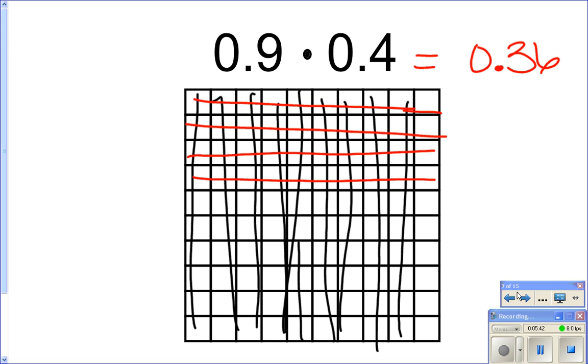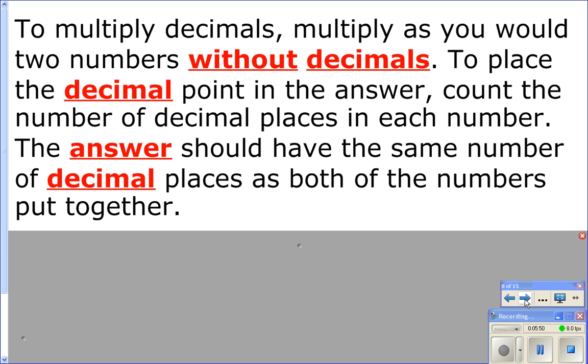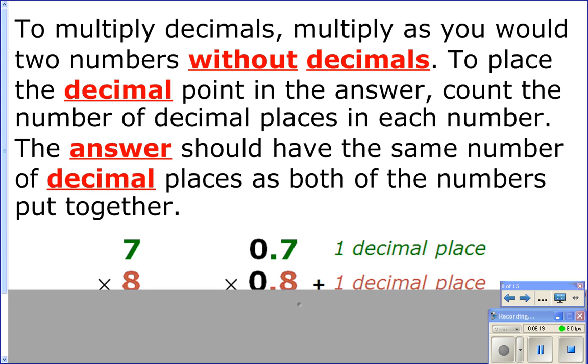So what do you notice about these modeling equations, or modeling multiplying decimals? If you notice, you're going to fill in the bottom of your notes now. It says to multiply decimals, you're going to multiply the numbers as you would two numbers without decimals. After you've done that, you're going to place the decimal point in the answer. To do that, you're going to count the number of decimal places in each number. The answer should have the same number of decimal places as both of the numbers put together.